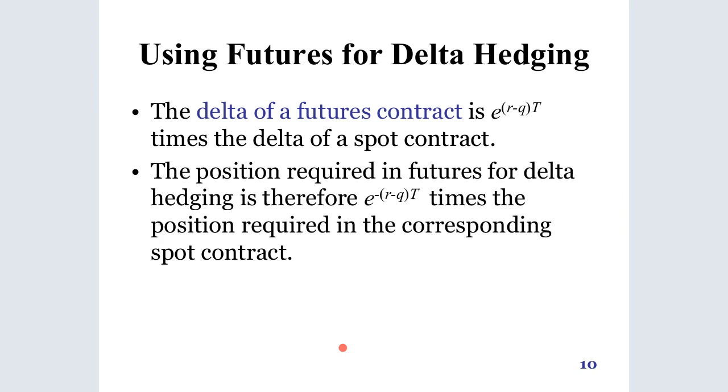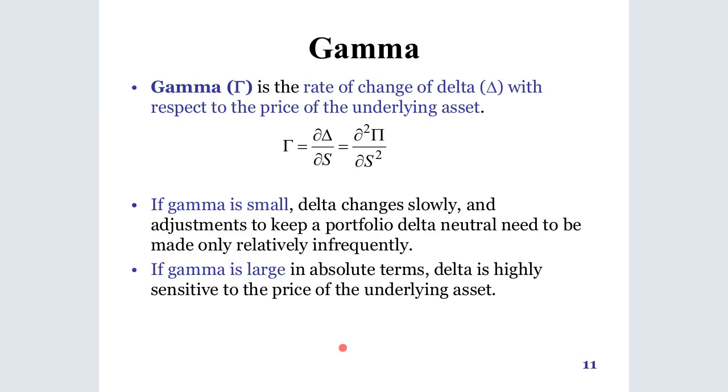How can you hedge for futures? Can I hedge for futures? The answer is yes, I can hedge for futures also. To hedge for futures, the delta of the futures contract is e to the power of minus (r minus q) times T, times the delta of the spot contract. So the position required in futures for delta is this number multiplied by the number of times you require it in the corresponding spot contract. Unlike the options contract, here it is multiplied by the corresponding spot contract.